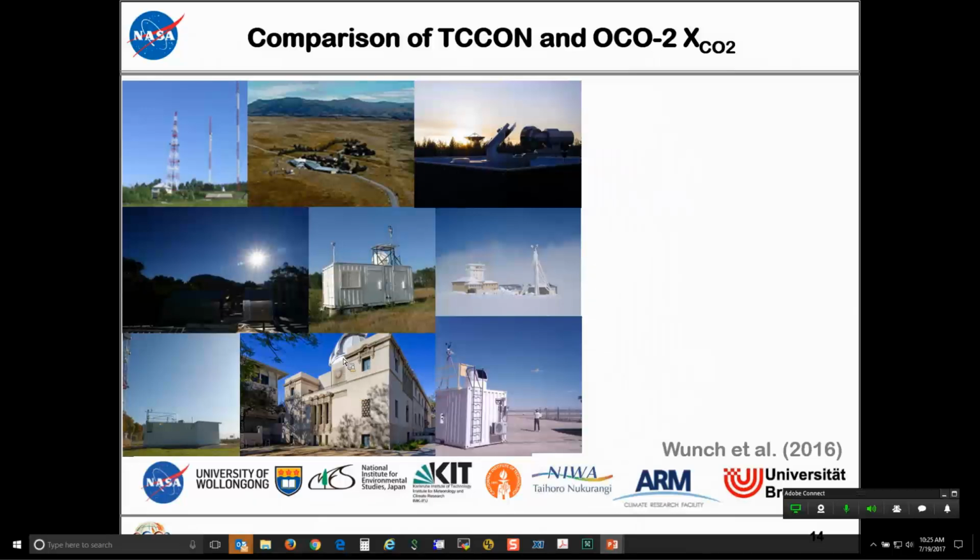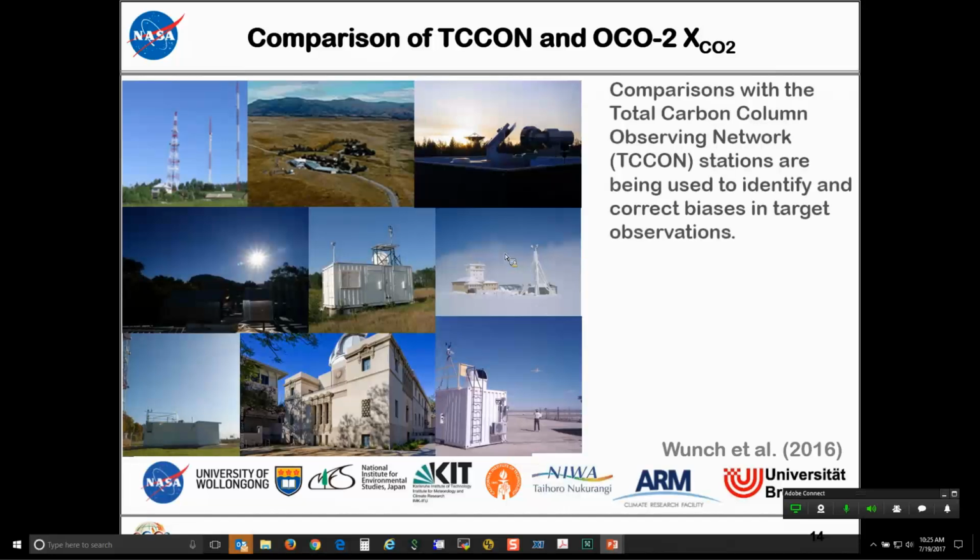We have about 21 of these operating around the world now in places as far south as Lauder, New Zealand, as far north as Sodankylä, Finland, and actually Eureka, Canada, when the sun's up there. So we can actually make measurements over a wide range of latitudes and a number of different types of situations that help us understand what the biases in the data product are. We compare the OCO2 measurements to the TCCON measurements.